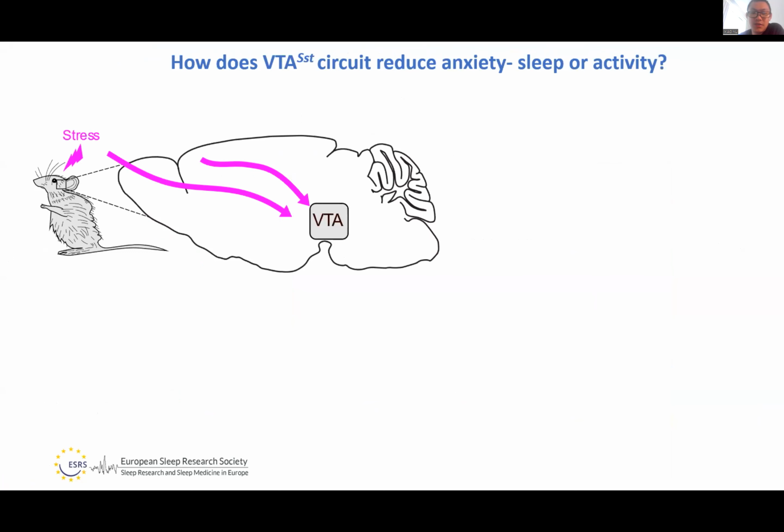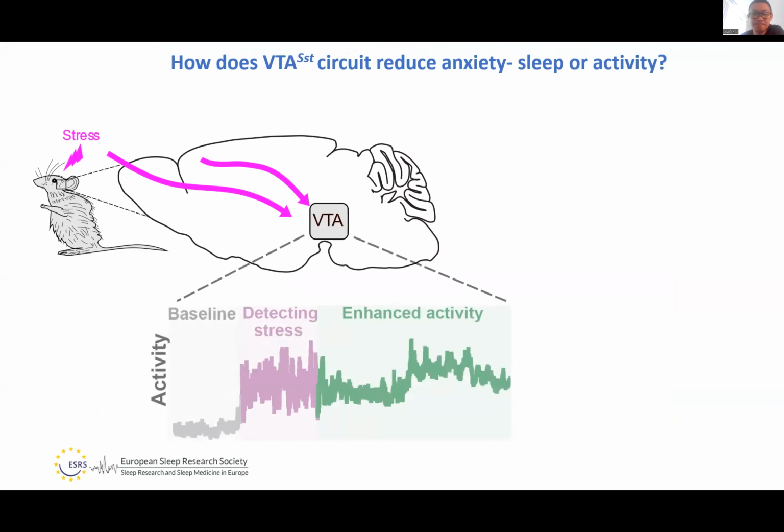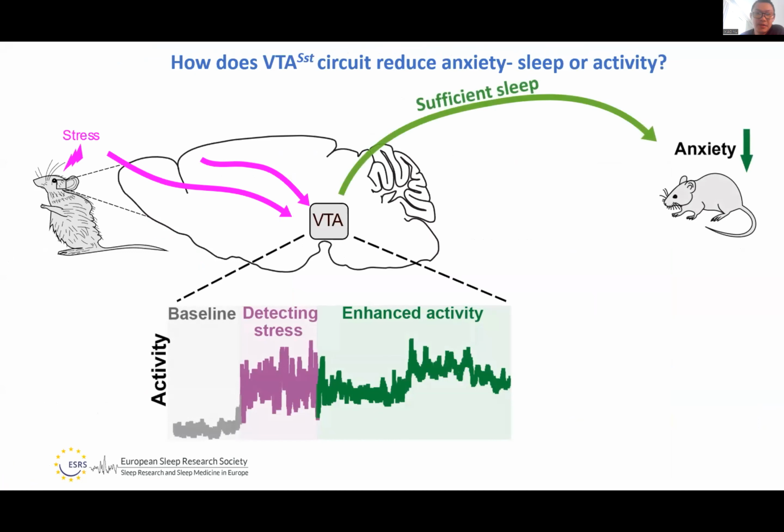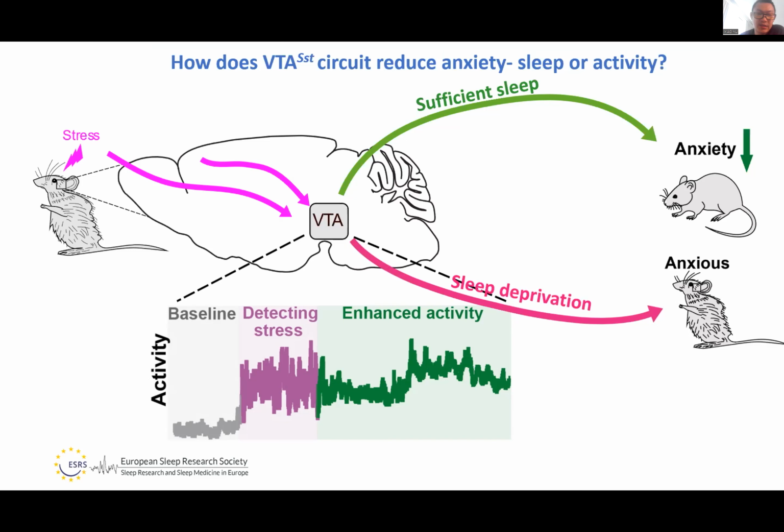However, we still do not know how the VTA-SST circuit reduces anxiety. It could be stress-induced sleep, because as we can see, with sufficient sleep the anxiety-like behaviors were reduced, while with the sleep deprivation protocol the mice remain in an anxious state. So one possibility is that stress-induced sleep helps to reduce the anxiety-like behavior.